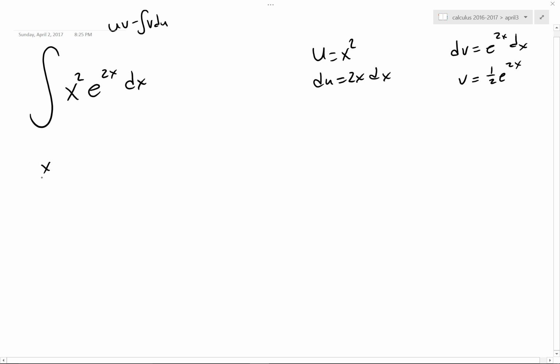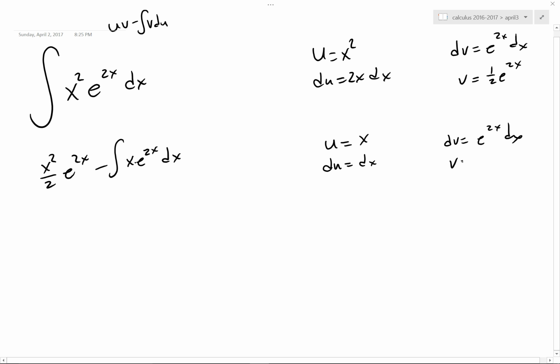So it's x squared over 2 e to the 2x minus the integral of, it's a half times 2 is 1, so it's x e to the 2x dx. And you're like, that's also a product. I get to do this again. You do. So there it is. And then du would be what? Dx, of course. And then dv would be e to the 2x dx. And then v would be a half e to the 2x.